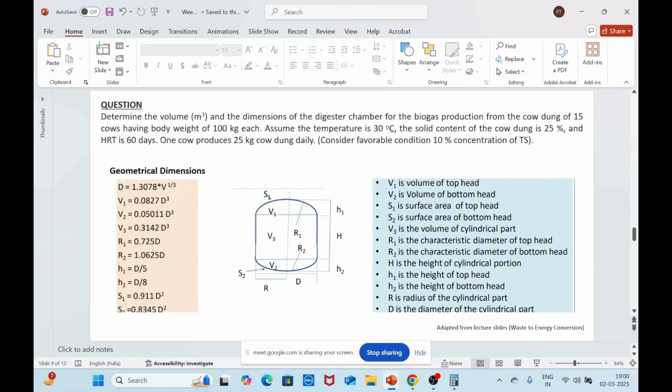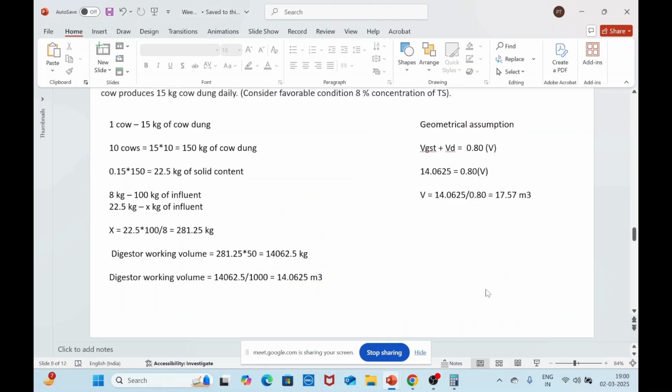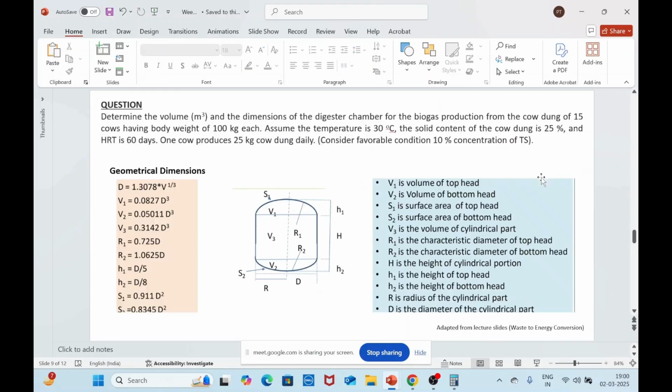So same process, but then you need to calculate D, V1, V2, V3, R1, R2, H1, H2, and S1 and S2. So here we have calculated V. With this V, we are supposed to calculate D. Once you get D, it's all just with the equation. If you know D, then you can get V1, V2, V3, R1, R2, H1, H2, S1 and S2. So if you calculate D, you can get almost all the parameters.